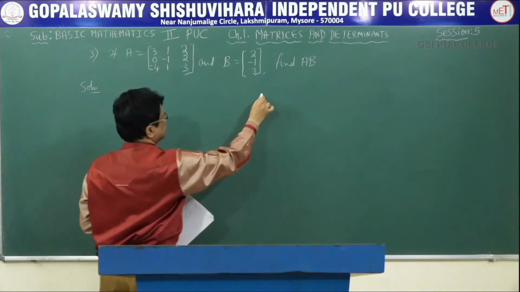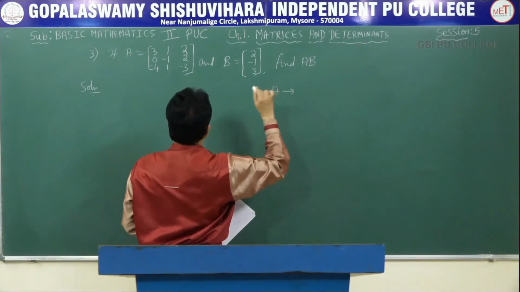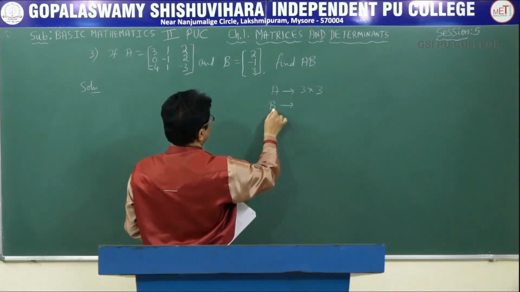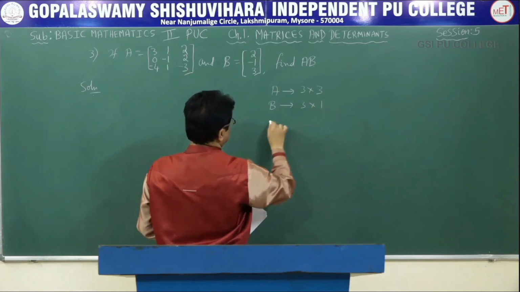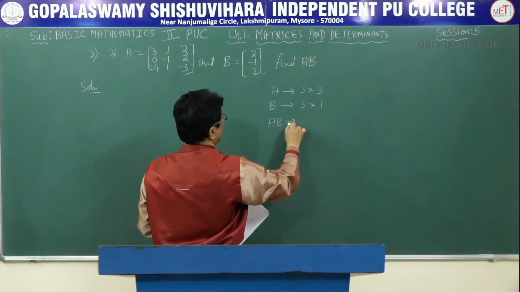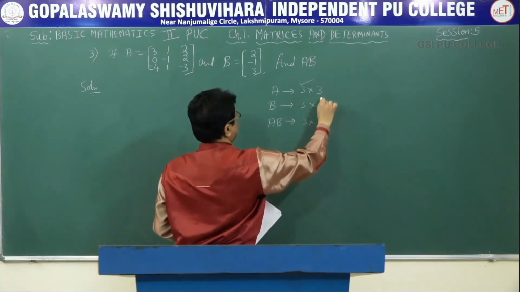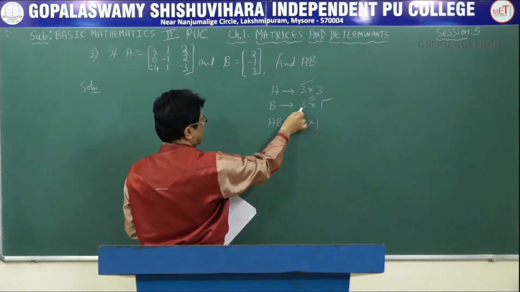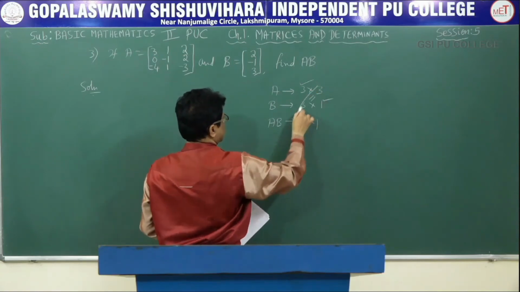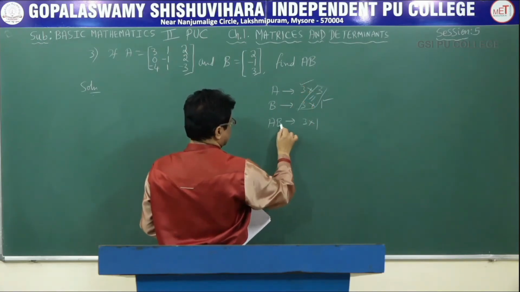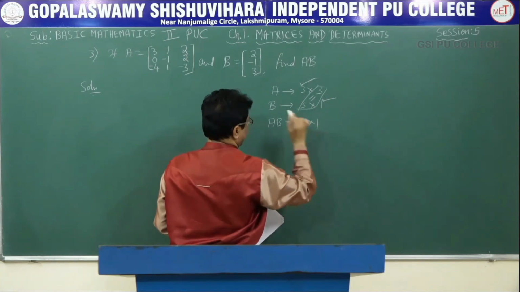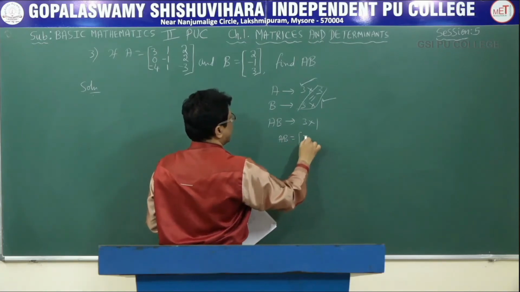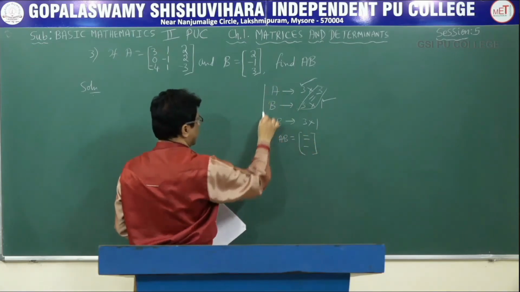So here matrix A is of the order 3 into 3 and matrix B is of the order 3 into 1. Matrix AB will be of the order 3 into 1 because the number of columns in A will be equal to the number of rows of B. So these two are equal. Therefore, the order of AB is 3 into 1. So that means the product matrix AB will have 3 rows and 1 column.